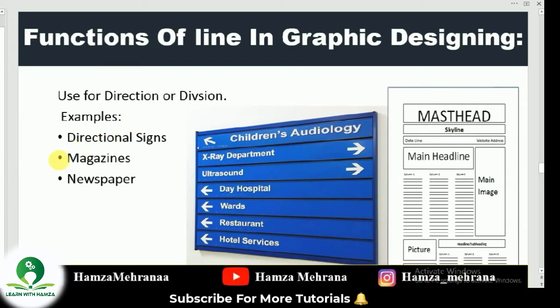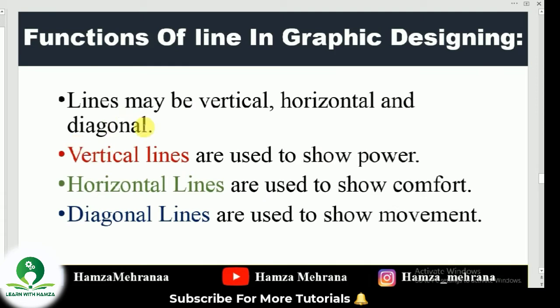Moreover, if we discuss line in more detail, or the function of line in graphic designing, as you know, lines may be vertical, horizontal, and diagonal. So here is the description of why and where we can use vertical lines. Vertical lines are used to show power, while horizontal lines are used to show comfort, and diagonal lines are used to show movement. So what information do we get from this?